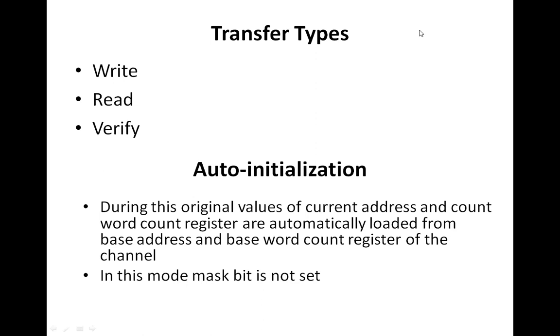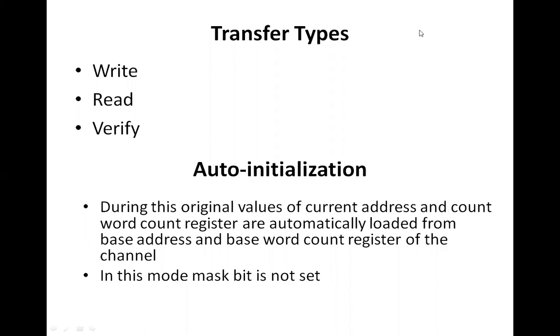So first is transfer type. We know that we have three modes in which the 8237 DMA controller works. The first one is single transfer mode, block transfer mode, and the demand transfer mode. Now, each of these three active transfer modes can be performed with three different types of transfers. The three different types of transfers are read, write, as well as verify.